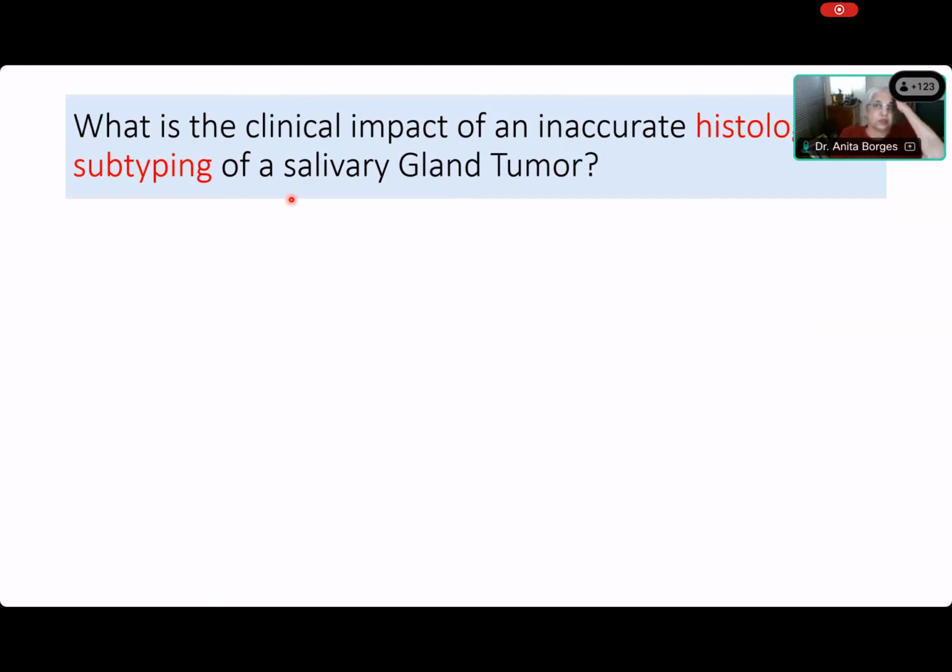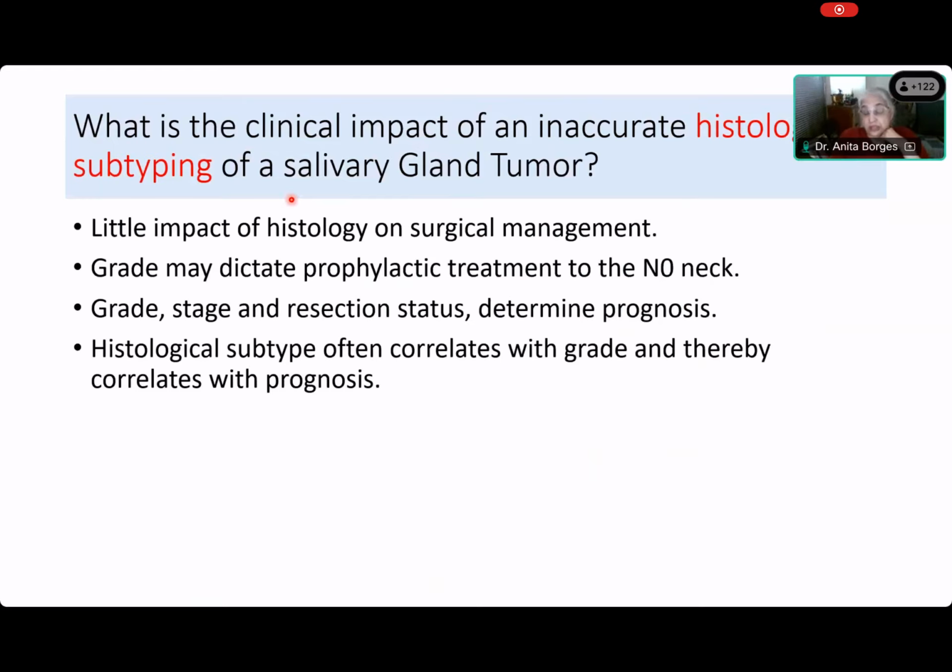Okay, so I just want to go back to this. What is the clinical impact of an inaccurate histology subtyping of salivary gland tumors? Let me tell you, this is just to revise what I told you in the first talk. There is little impact of histology on surgical management. Okay, grade may dictate prophylactic treatment to the N0 neck. Grade, stage, and resection status determine the prognosis, and the histologic subtype often correlates with grade and thereby correlates with prognosis. But otherwise, histology has very little impact on surgical management.